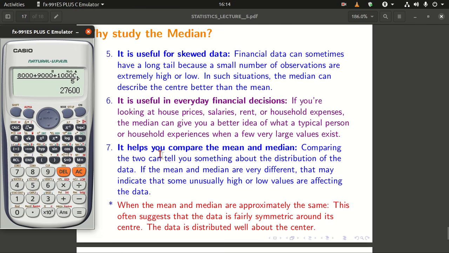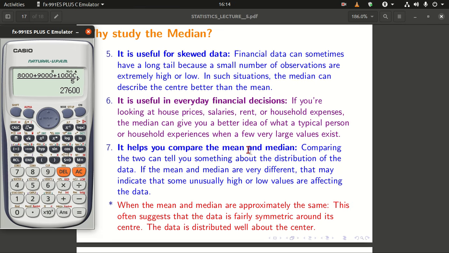So it helps you compare the mean and median. Once you have the mean and the median, comparing the two can tell you something about the distribution of the data. If the mean and median are very different, that may indicate that some unusual high or low values are affecting the data. So once they are very different, then we know that there are too high or too low values affecting our data.